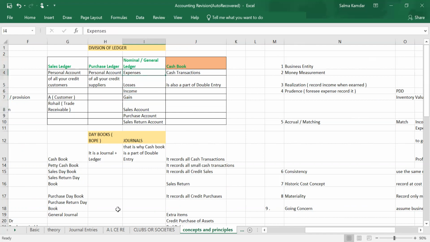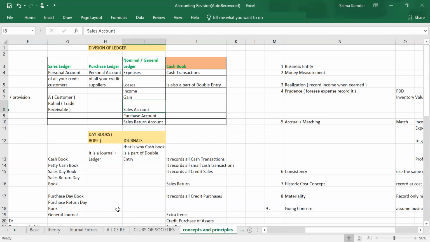Nominal ledger records what? All expenses, losses, income and gains. What does the nominal ledger record? All expenses, losses, income and gains. Can you give me some examples of things that come in the nominal ledger, some accounts?